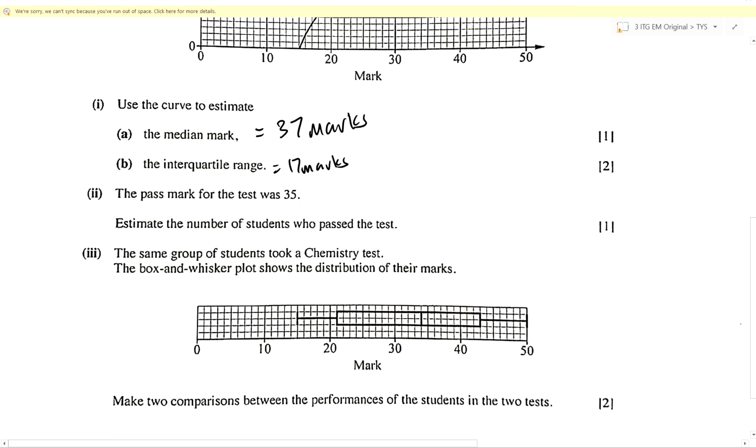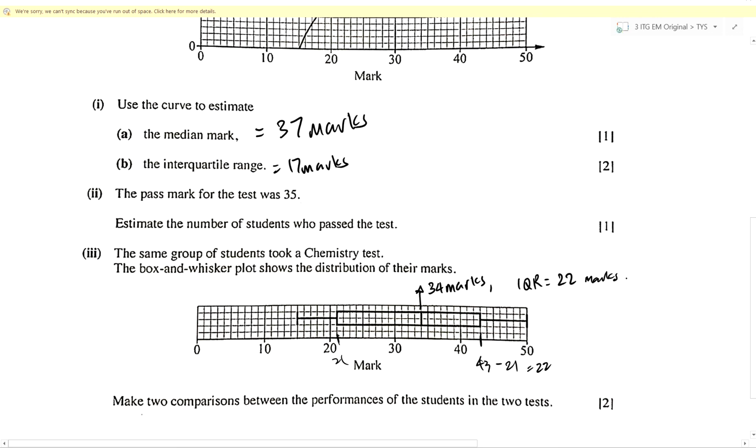In the box and whisker diagram, we can also find the median over here. This is 34 marks. And the interquartile range is 22. So we take 43 minus away our 21. So 22 marks.